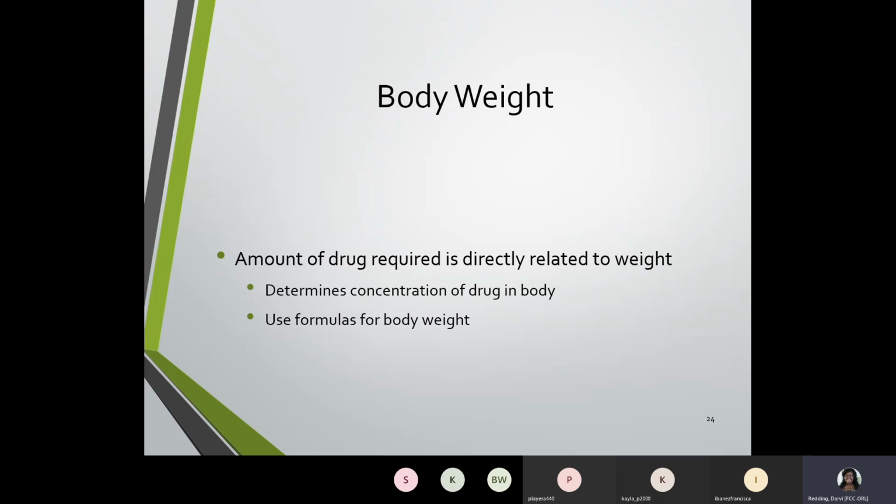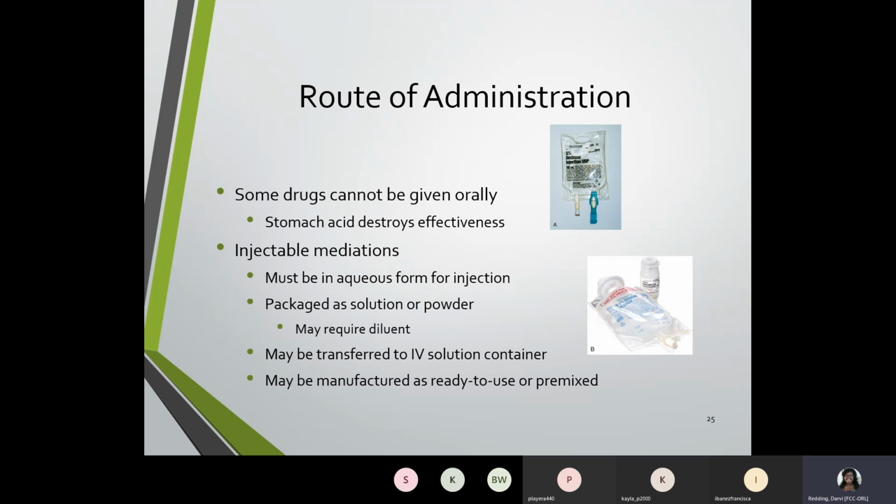You have body surface area. For pediatrics, there are certain formulas such as Young's rule or Clark's rule. Young's rule is based on the patient's age. Clark's rule is based on the patient's weight. So these are things to be mindful of when it comes to body weight.